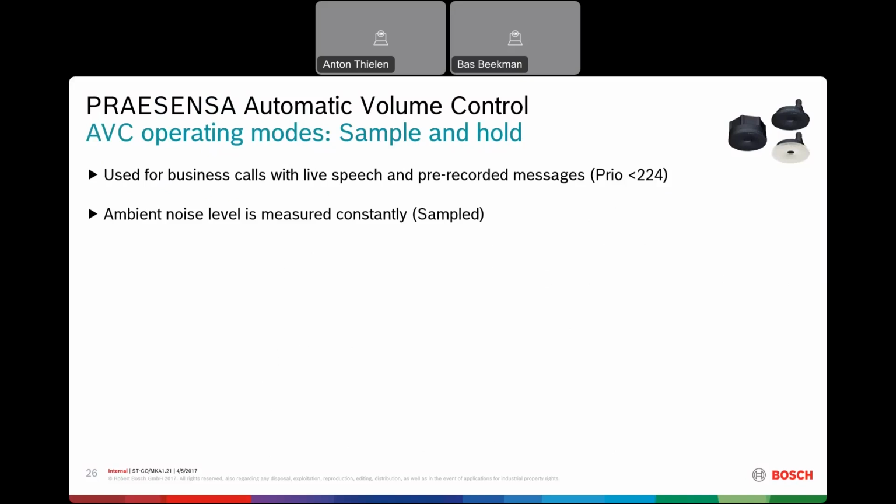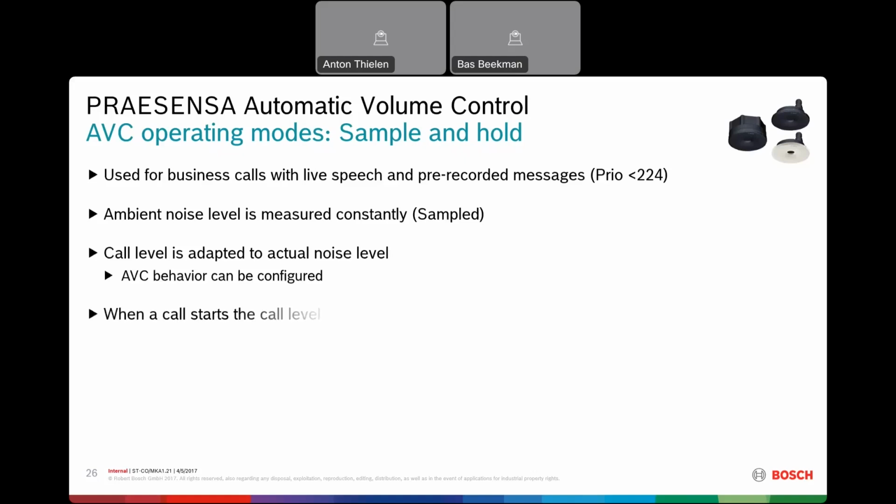Also, if you don't make any live speech, you don't make any calls, then still the ambient noise is measured. And call level is adapted to the actual noise level. And this AVC behavior can then be configured. When the call starts, the call level is fixed according to the last measured noise level.